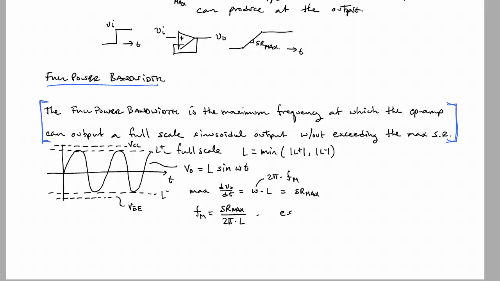In other words, for example, if L is equal to 8 volts, and if the slew rate for our op-amp is equal to 1 volt per microsecond, then Fm is going to be equal to 1 volt per microsecond over 2 pi times 8 volts, which is 8 over 6.28 volts per microsecond.